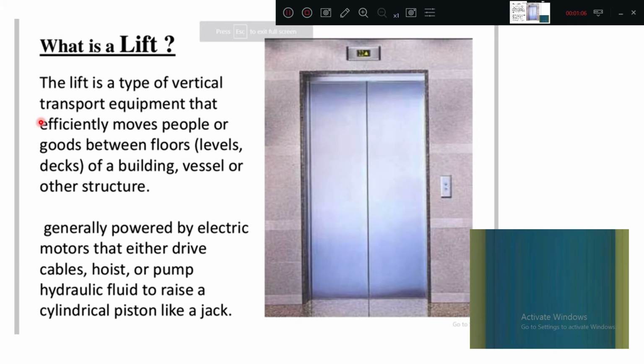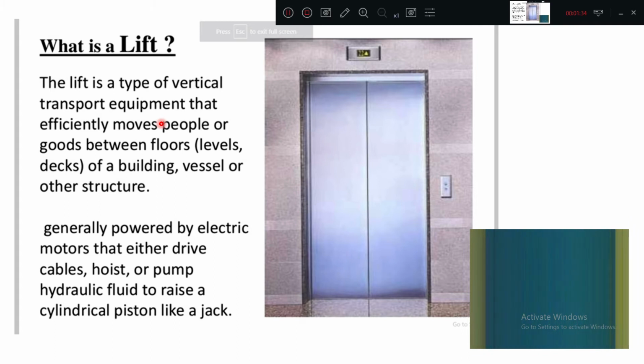What is the lift? Okay, the lift is a type of vertical transport equipment that efficiently moves people or goods, both ways it is possible, between floors. See here, vertical movement. Can you give an example for a horizontal movement? Okay, a belt conveyor system is the example for horizontal movement. Vertical, it is a lift.